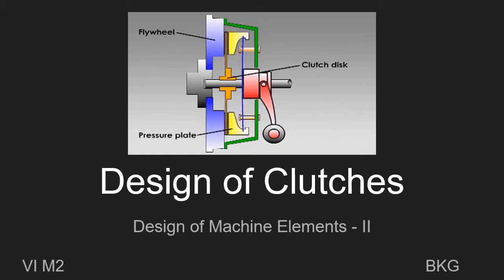As you can see in the animation that is shown here, a clutch is used to obtain a temporary break between the driving element and the driven element. So we will learn more about the functioning of a clutch and its design factors in the next slides. So let's begin.